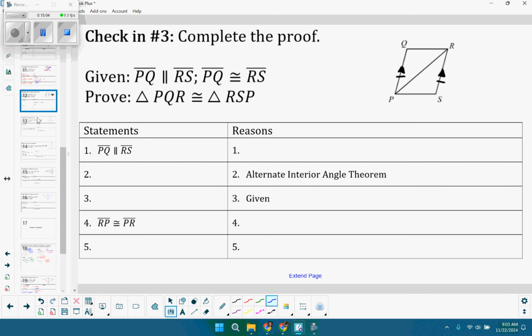Here's the next one for you to try. Pause it now if you'd like. The answer is posted on Classroom.